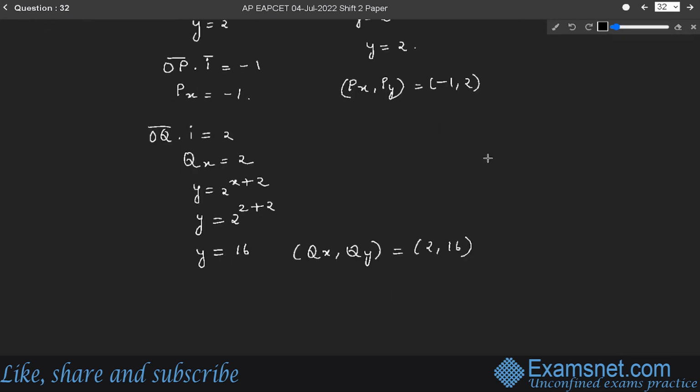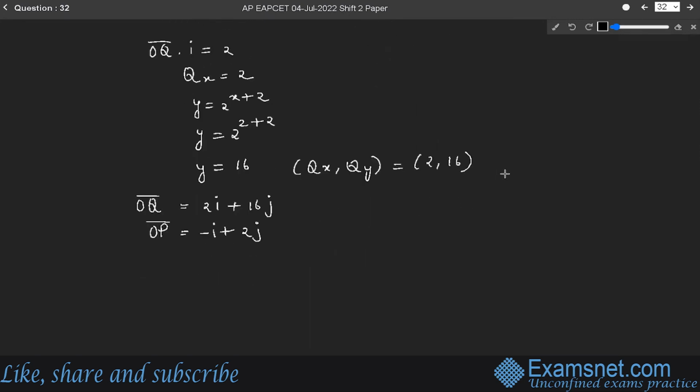Now we have to find OQ vector. So OQ vector will be equals to 2i plus 16j. We have the points for x and y. Similarly, OP vector will be equals to minus i plus 2j. This is the value for OQ and OP.